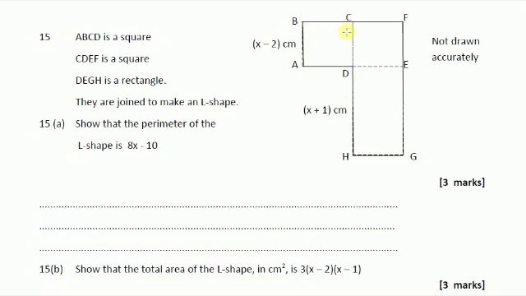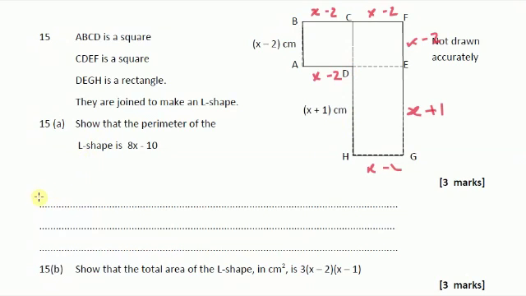I've got x plus 1 there. Then got to add all these bits. That's x minus 2 because it's a square. That's also x minus 2, that little bit. From C to F is also x minus 2 because we are told that it's a square. So that's x minus 2. And then this side is equal to the opposite side of the rectangle, x plus 1. And finally, that side is the same as the one at that end, x minus 2.